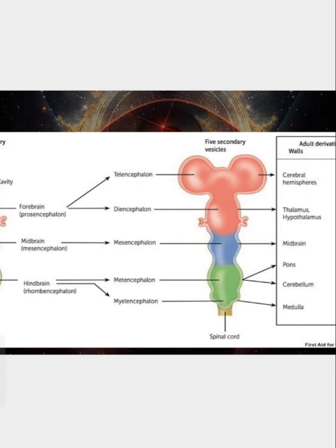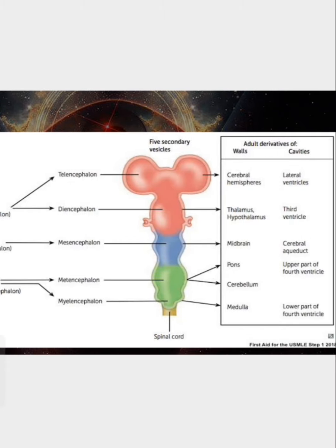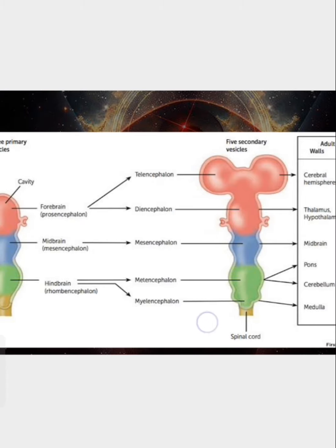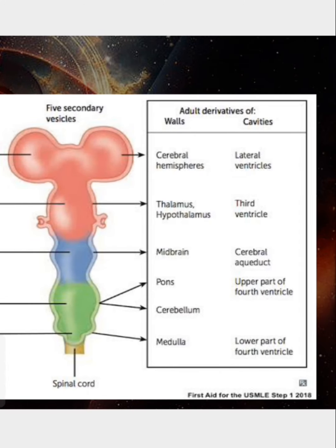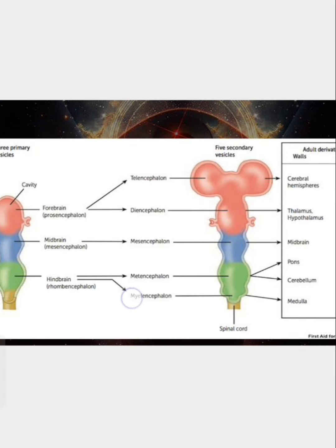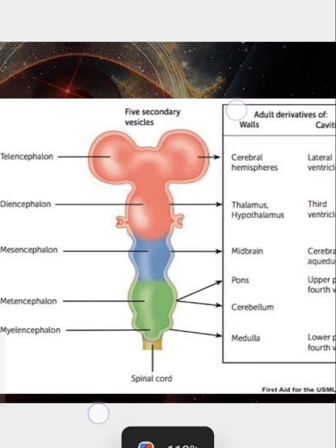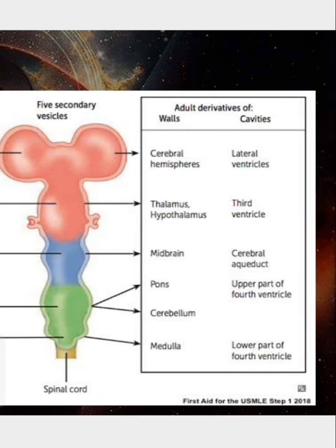The hindbrain or rhombencephalon divides into two parts, metencephalon and myelencephalon. The metencephalon part of the rhombencephalon becomes pons and cerebellum and also forms the upper part of the fourth ventricle. The myelencephalon part of the rhombencephalon gives rise to the lower part of the fourth ventricle and medulla.